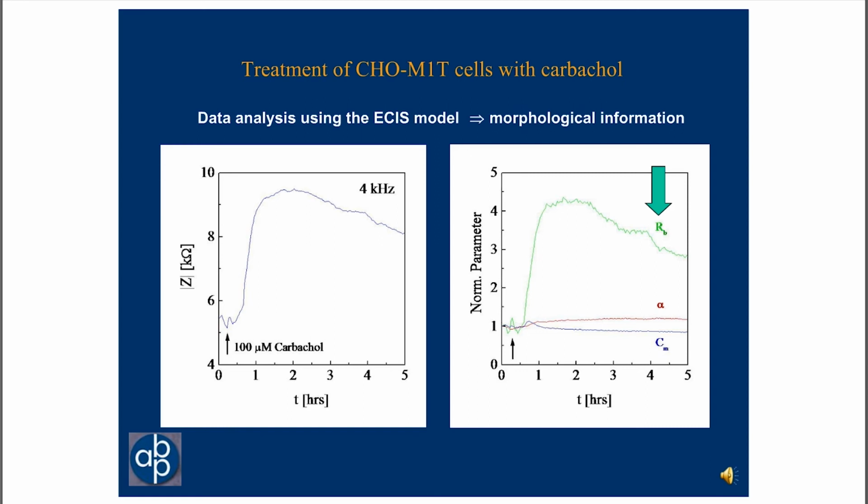What is clear from this analysis is that the increase in impedance seen upon the addition of the agonist carbachol is almost entirely due to an increase in the barrier function of the cell layer. Presumably, something in the signal transduction cascade has resulted in a tightening of the cell-cell junctions. Again, this shows the power of the ECIS method by making measurements at multiple AC frequencies.